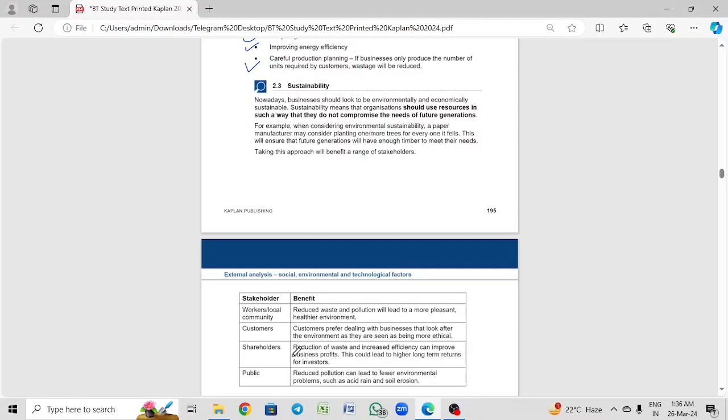The shareholders, reduction in the waste and increased efficiency can improve the profits, okay, because it will lead to more customer attraction, okay. This could lead to higher long term returns for investors. The public, reduced pollution can lead to fewer environmental problems such as acid rain and soil erosion.